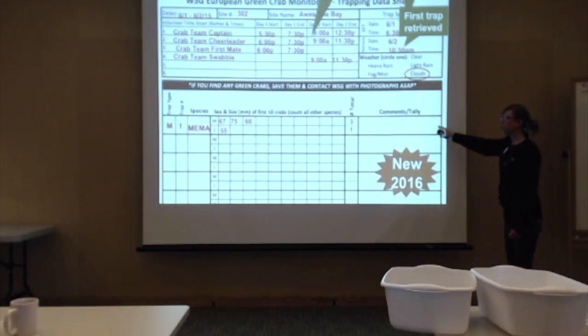This is a space that you can use to tally. If you do have a lot of crabs, it's easiest to just have people read off male, female, and have somebody keep a running tally. So this is the space that you can use for that.